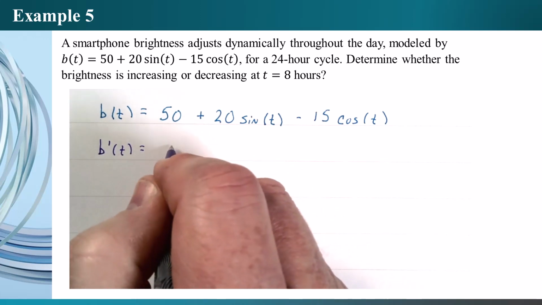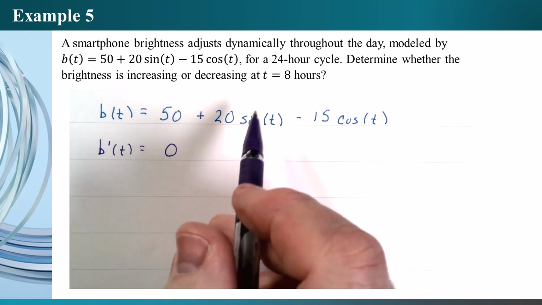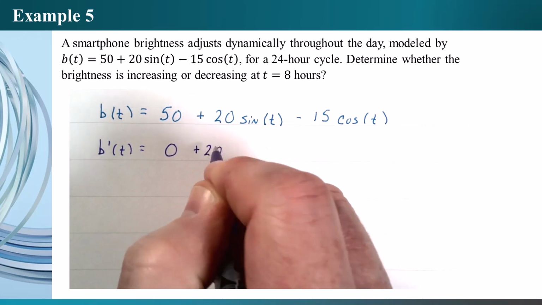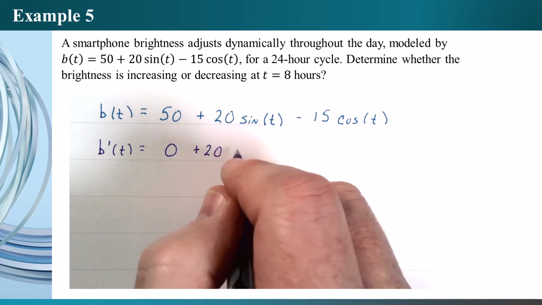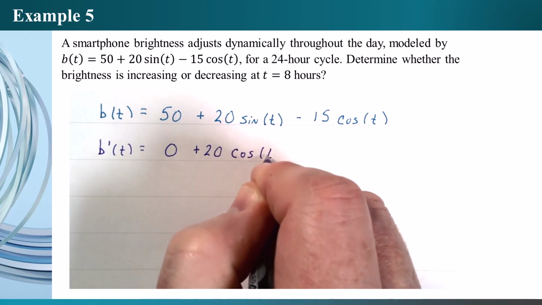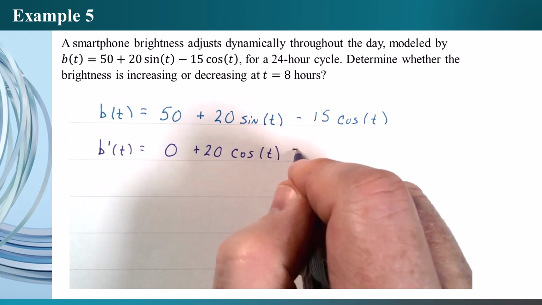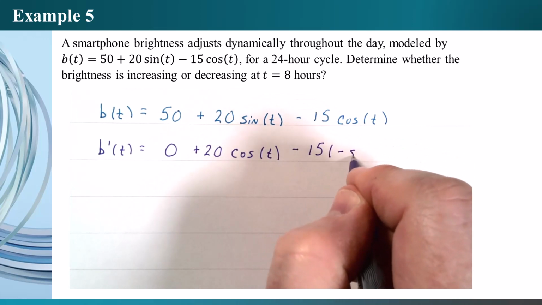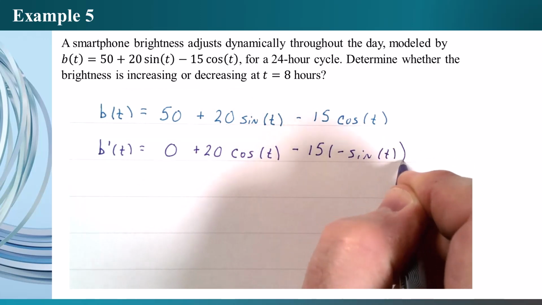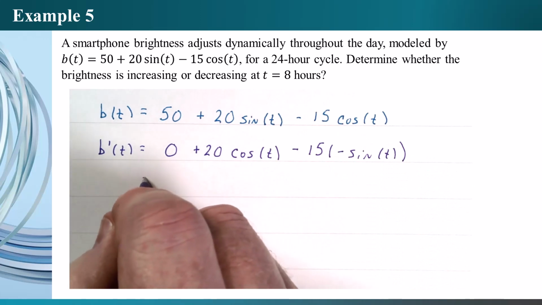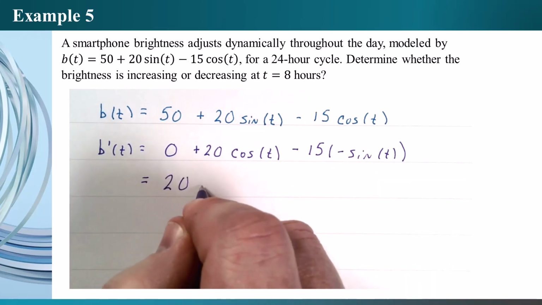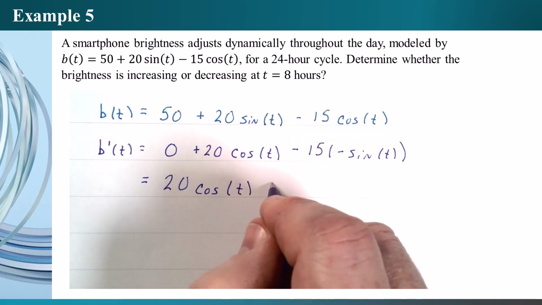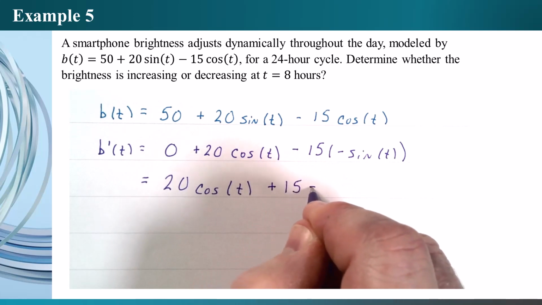Now let's see, we have a constant here, so we know the derivative of that is 0. And when we have a constant times a function, we just write the constant down. We have 20. Now the derivative of sine of t is cosine of t. And we're going to do the same thing here. We'll just write down the negative 15, and the derivative of cosine of t is negative sine of t. And maybe we can clean this up a little bit. It looks like we have 20 times cosine of t. And here we have a negative and another negative, so that makes that plus 15 sine of t.